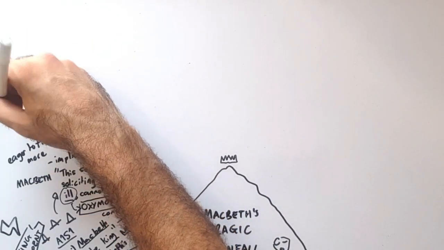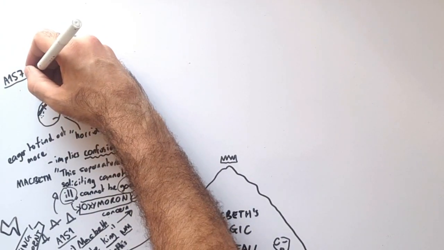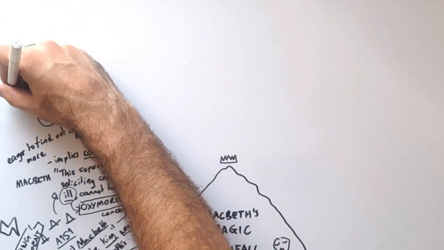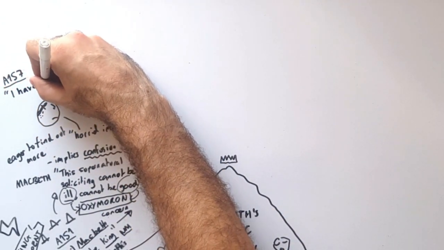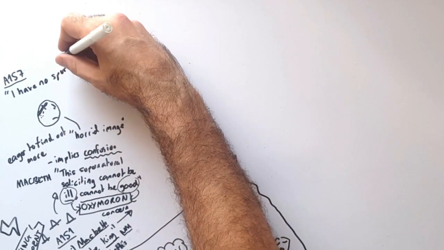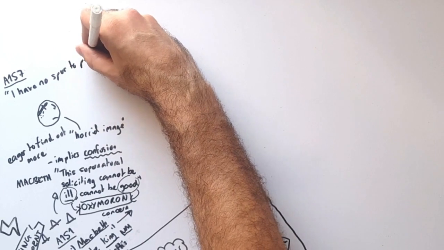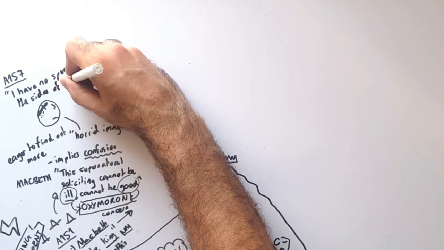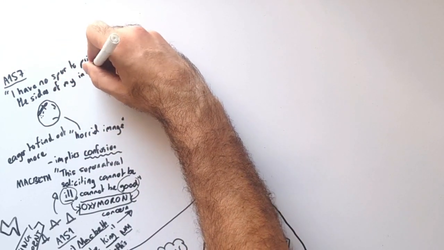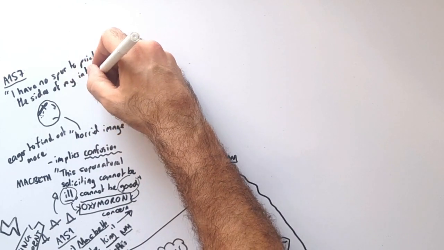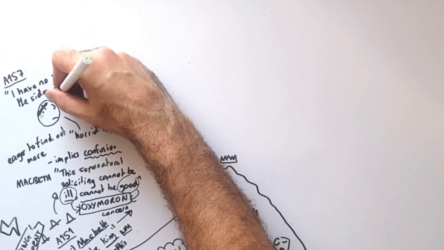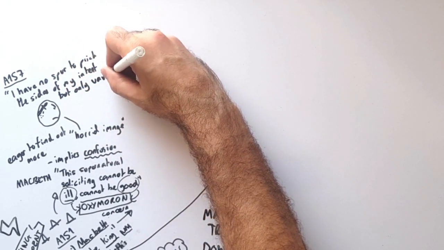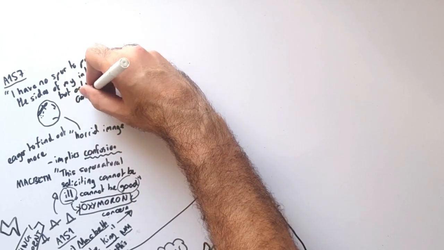And another line which I used in a previous video is this one. And I think it's important with this idea of his character here as well, and the idea of downfall. He says, I have no spur to prick the sides of my intent. So intent means his will or his desire, but only vaulting ambition. So there's that key word again, ambition.